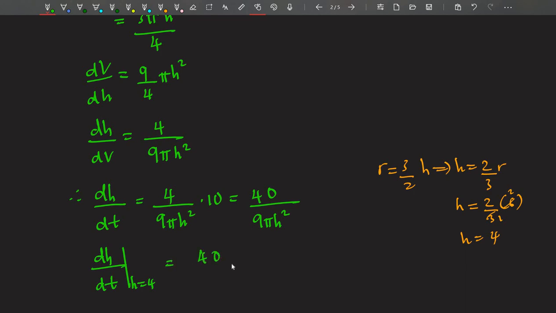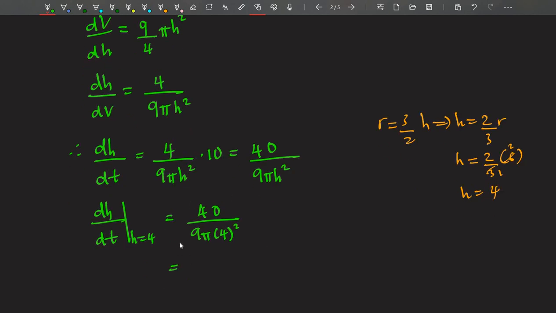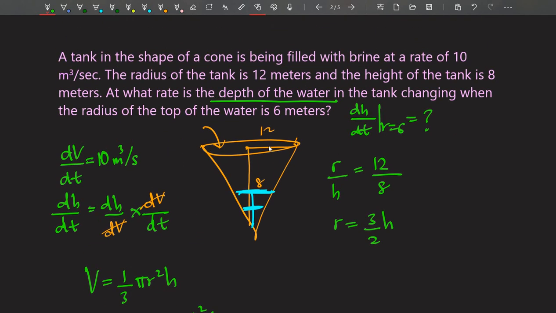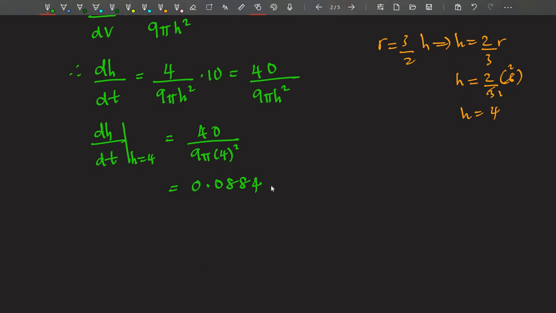So 40 over 9 pi times 4 squared. Let's calculate together: 40 divided by 9 pi 16. So the answer here is 0.0884, and make sure you write the unit. It is meter per second.